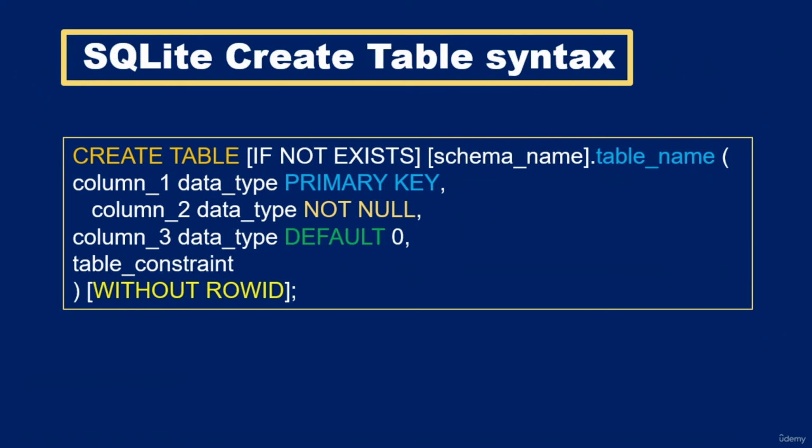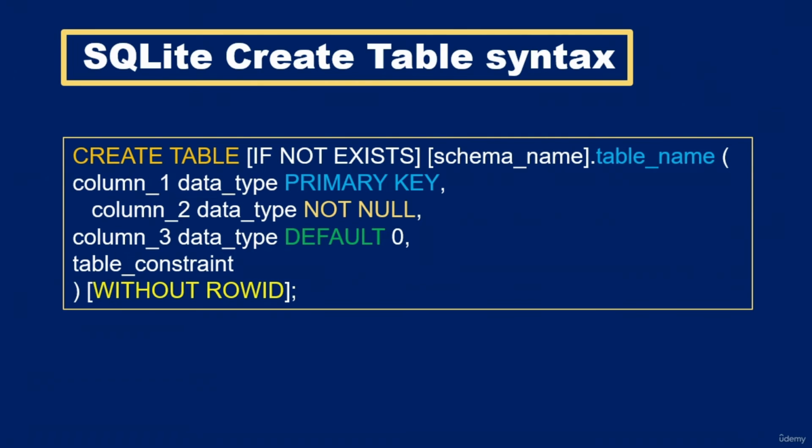And to avoid that, you can add this optional clause in your create table statement. There's this optional clause here that says IF NOT EXISTS. What that is basically saying is that if the table exists, don't create it, only create it if it doesn't exist. So this optional clause helps you avoid trying to create a table that already exists.